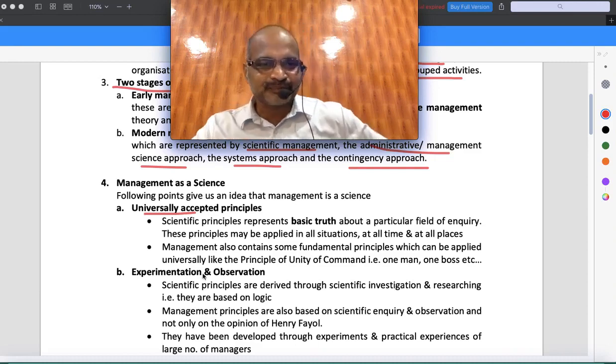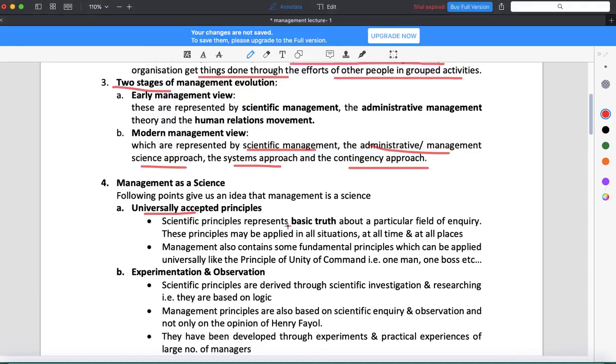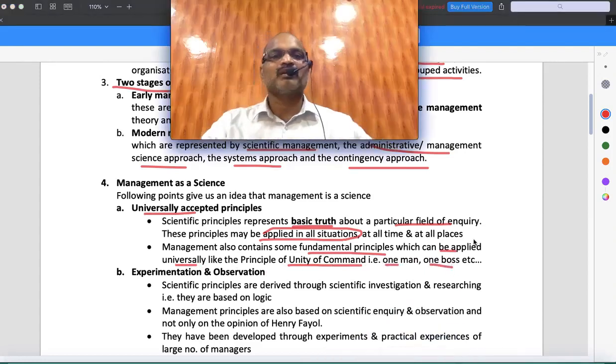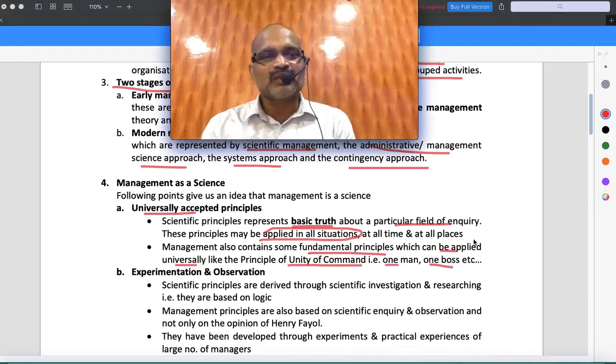Okay, look at this. It says scientific principles represent basic truth about a particular field. These principles may be applied in all situations. Understood? Management also contains some fundamental principles which can be applied universally, meaning everywhere. Example, the principle of unity of command, that means one man, one boss. You understand?